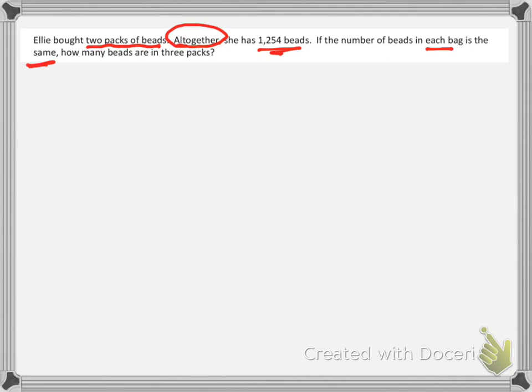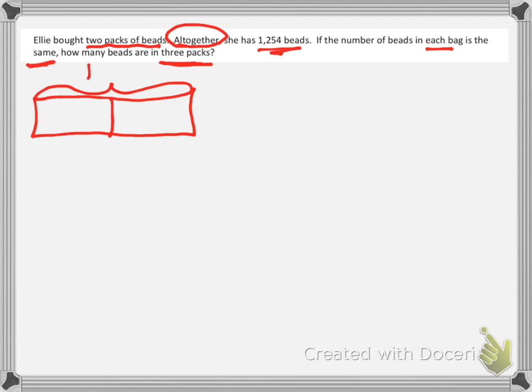But now we have to make sure we're only starting off with 2 packs, and they're going to ask us the question of 3 packs. So first we have to figure out how many beads are just in 1 pack before we can figure out how many are in 3. So let's set up our tape diagram, and we have 2 packs, and all together, these 2 packs equals 1,254 beads. And here's 1 pack and here's 2 packs.